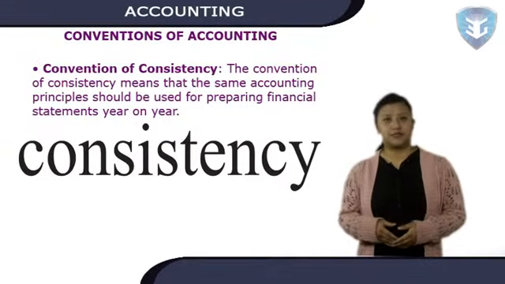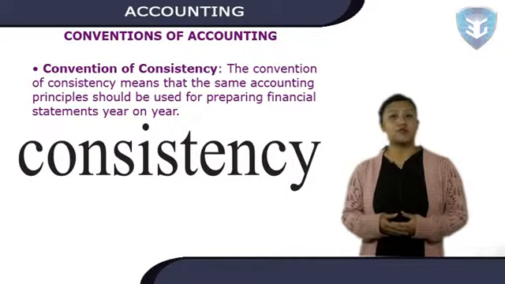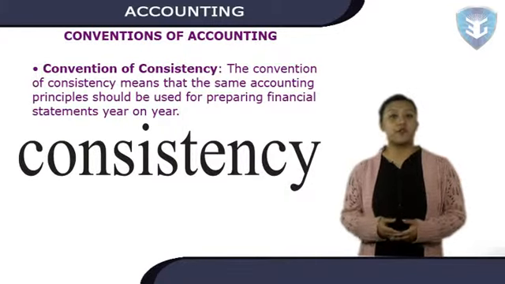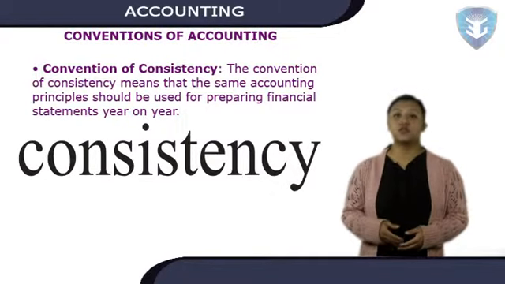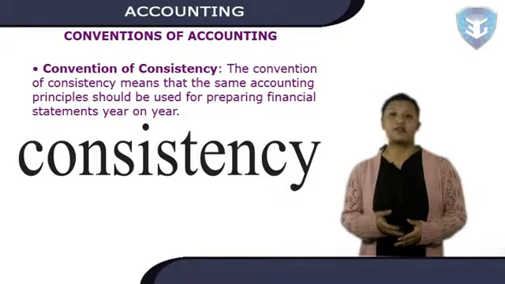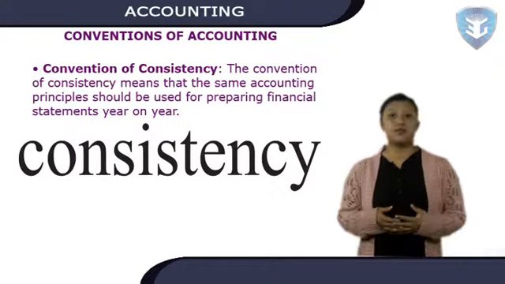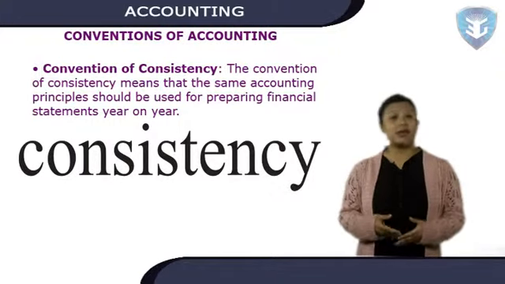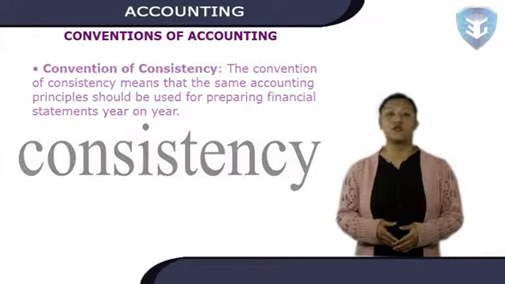Convention of consistency. The convention of consistency means that the same accounting principles should be used for preparing financial statements year on year. An evocative conclusion can be drawn from financial statements of the same enterprise when there is similarity between them over a period of time. However, these are possible only when accounting policies and practices followed by the enterprise are uniform and consistent over a period.